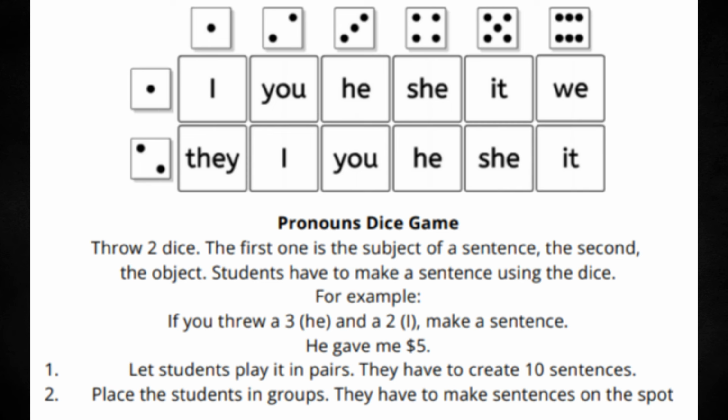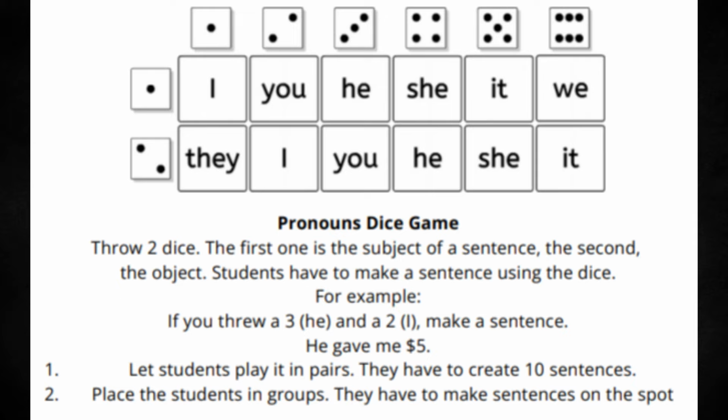Next, you can do the pronoun dice game. Students throw 2 dice. The first one is the subject and the second, the object. You can put students in small groups and use a die. So maybe they just throw 1 or 2 and then they have to make their own sentences. So if you threw a 3, he, and a 2, I, you can say, he gave me $5.